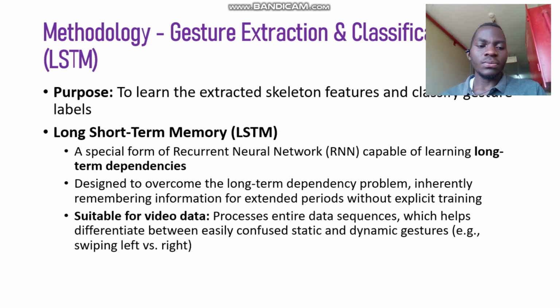So it is suitable for video data and processes the entire data sequences, helping to differentiate between easily confused static and dynamic features. It helps in differentiating different poses or gestures. Let's say when you're static and when you're dynamic, like when you're swiping the hand right or left. So it helps in differentiating all these data sequences.